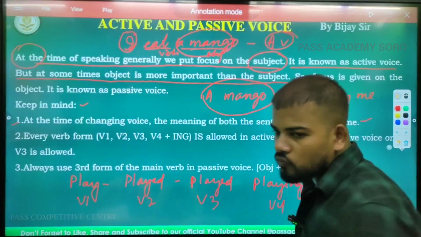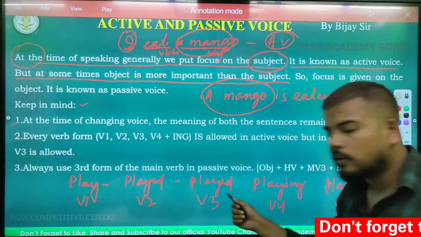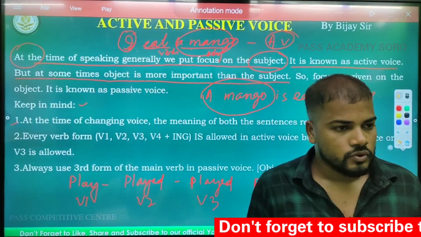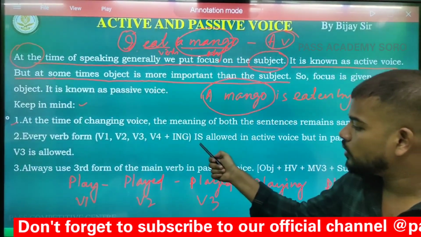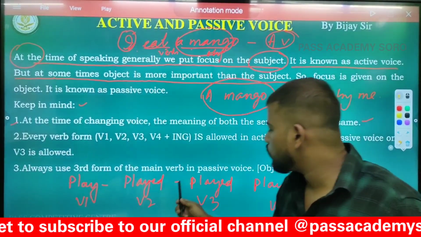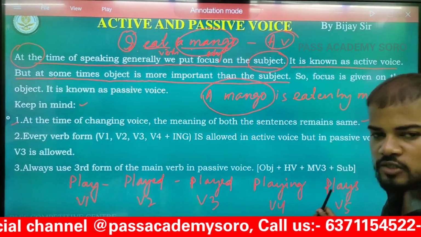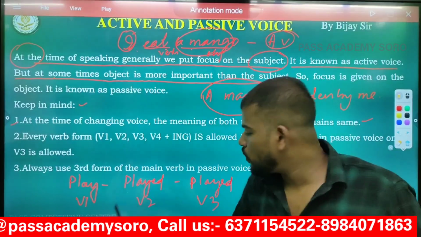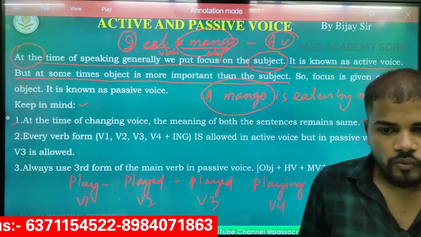It means the fifth form of the verb. All forms of the verb are allowed in active voice. I can write: I play football, I played football, I am playing football, or he plays football. Any form of the verb can be used in active voice.